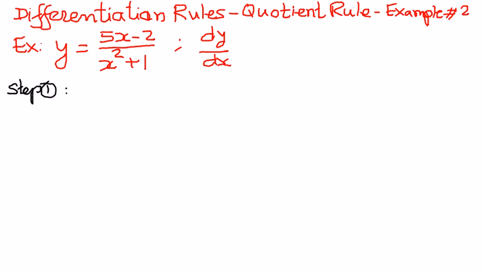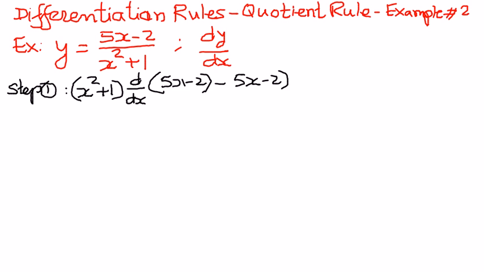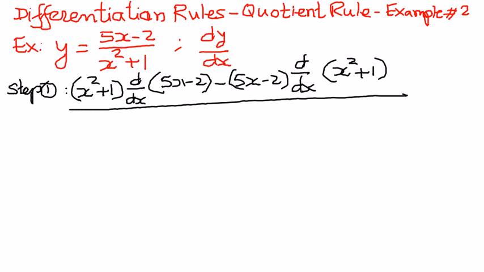So let's write it out. So x to the power of 2 plus 1, the denominator function, d by dx of the numerator function, which is 5x minus 2, minus the numerator function, which is 5x minus 2, d by dx of the denominator function, which is x squared plus 1, this whole thing divided by the denominator function, x squared plus 1, the whole raised to the power of 2.